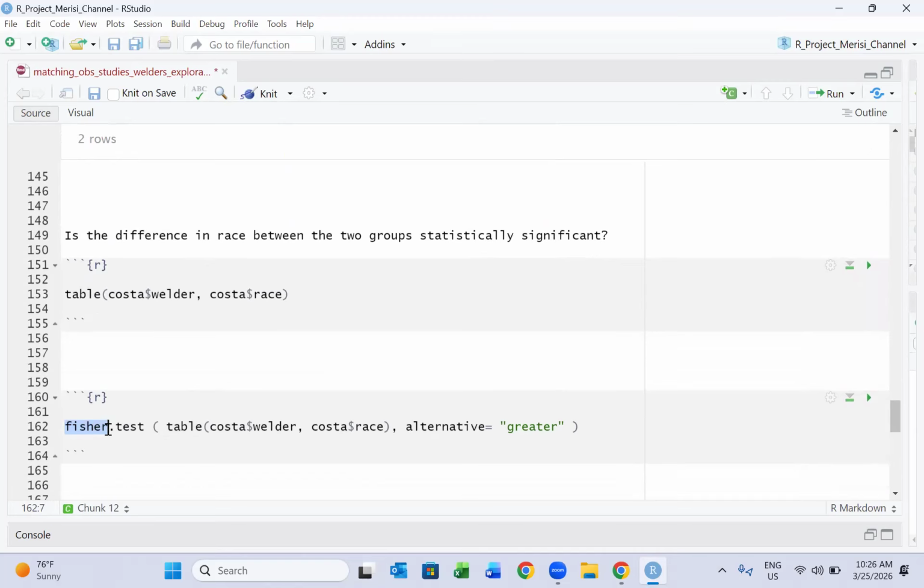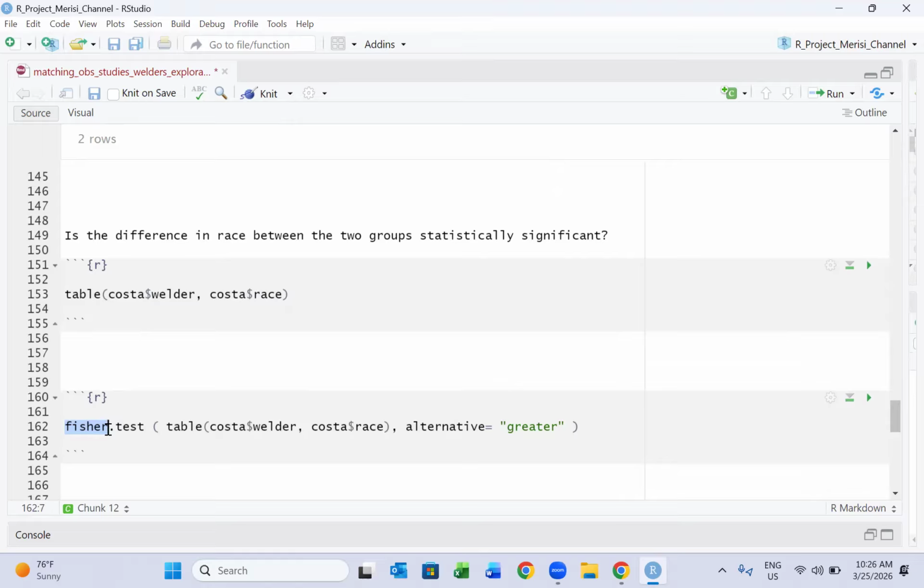So one thing that you should know is that Fisher exact test is applicable when we have two categorical variables with two categories each. That's exactly our case. We have two categorical variables, race and welder status, and each has two categories: Caucasian, African American, and welder is no and yes. Okay, so Fisher exact test is applicable.